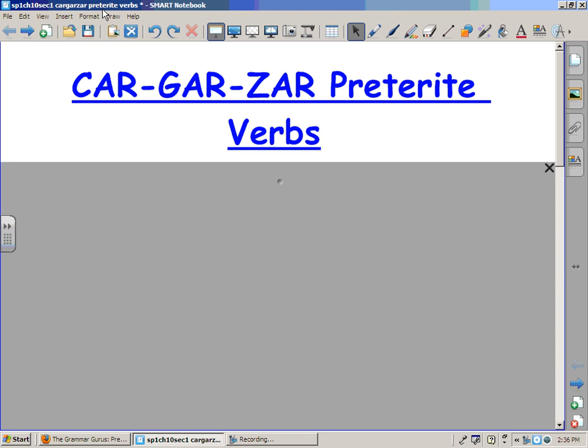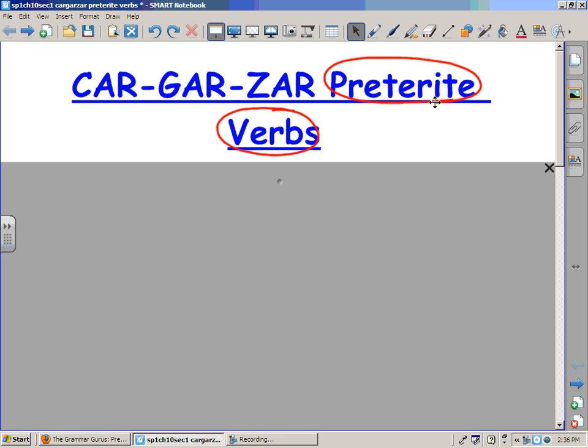Okay, amigos. So we have worked with preterite verbs. You just told me that the endings for AR preterite verbs are what? -é, -aste, -ó, -amos, -aron. And the endings for ER and IR verbs are -í, -iste, -ió, -imos, -ieron. Right. So everything we talked about today does not erase what you already knew. Okay? So we will still use that.